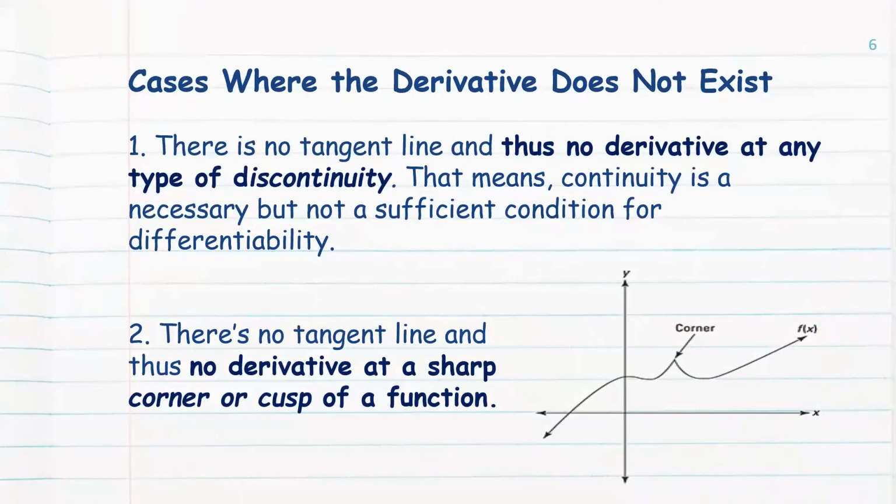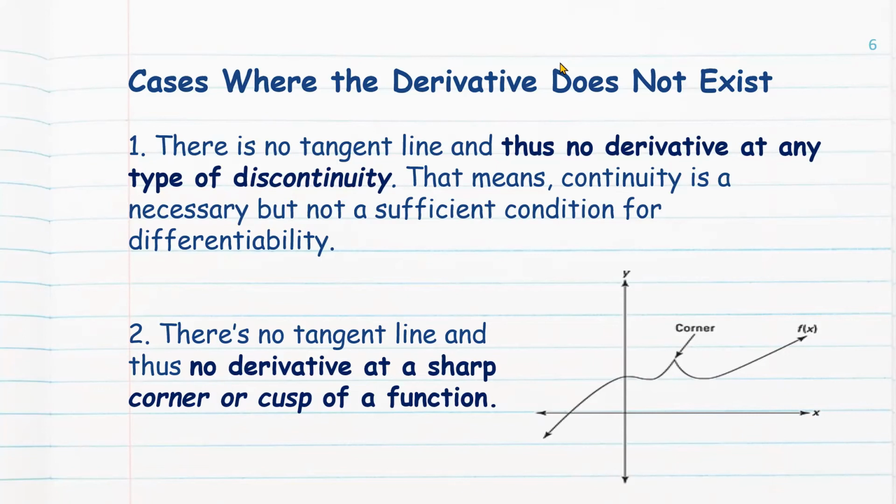Now let's go to the cases where the derivative does not exist. The first one: there is no tangent line and thus no derivative at any type of discontinuity. So at the point in which the graph is not continuous, the function is also not differentiable. That means continuity is necessary but not a sufficient condition for differentiability.